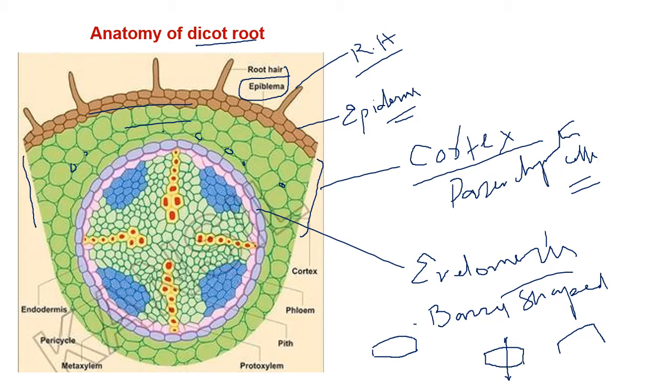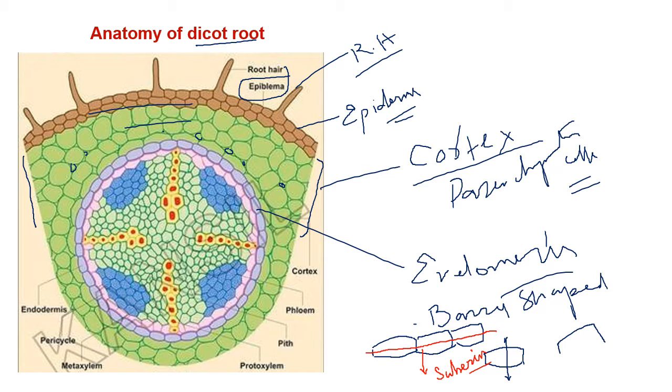And the cells have a property that on the radial walls of these endodermis, for example these are the cells of the endodermis, they have a deposition of a water resistant or impermeable substance that is known as suberin. So they have suberin deposition on the radial walls, which is a waterproof material.